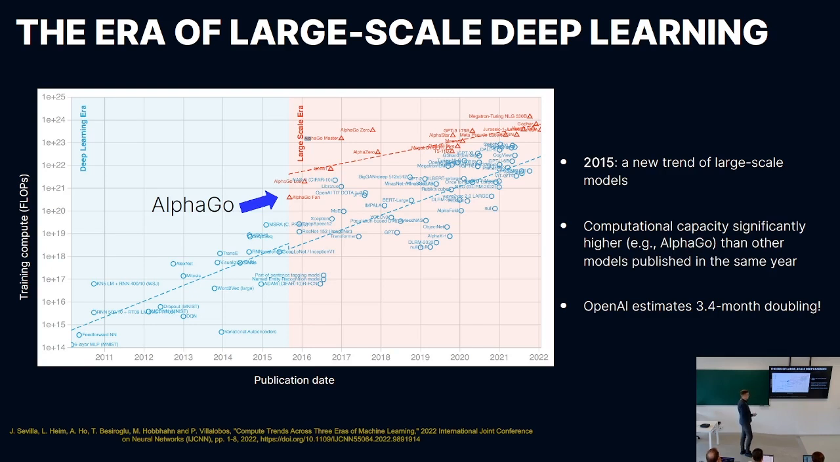For this estimation, for example, OpenAI estimates a 3.4-month doubling. This estimation, of course, we will see how it holds in the future, but basically we can say that for the next years, this is the current trend.